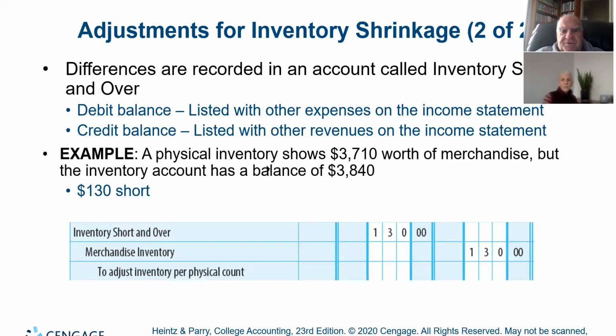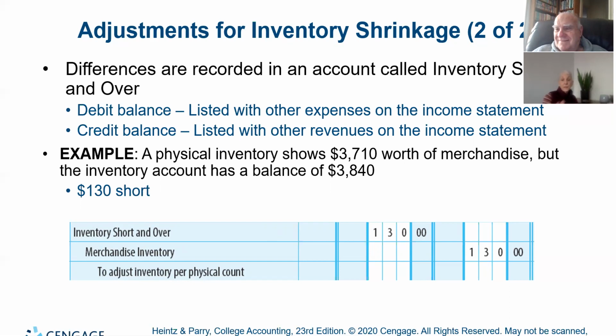So here we go. A physical count came to $3,710 worth of merchandise, but the perpetual inventory had a balance of $3,840. So obviously we're going to adjust our general ledger to what the physical count is. You credit merchandise inventory and you debit an account called inventory short and over. You notice it says short and over? Why do you think it has over there too?